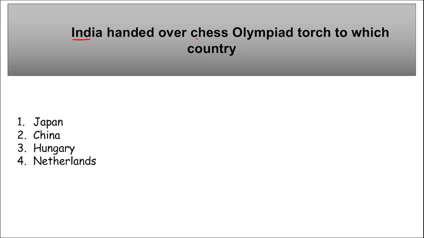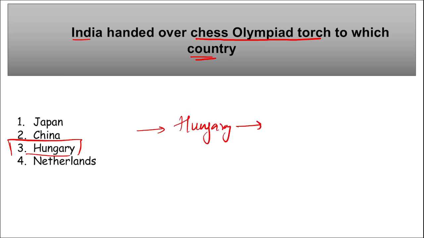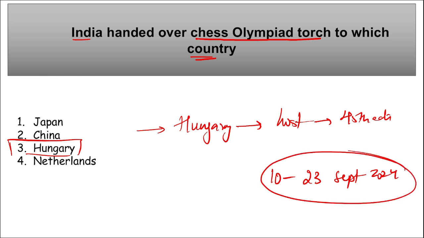Next is India handed over Chess Olympiad torch to which country recently? So India has officially handed over the Chess Olympiad torch to Hungary. Right, it was to Hungary, and remember, Hungary is the country that will host the 45th edition of the Chess Olympiad in 2024, and this will be from 10 to 23rd of September 2024. Mark this, Hungary will be hosting the Chess Olympiad 2024 and it will be in Budapest, Hungary.